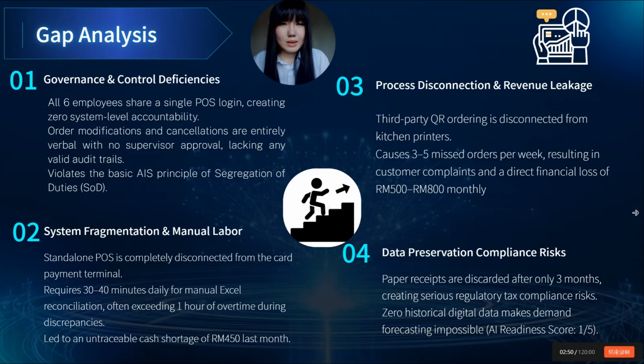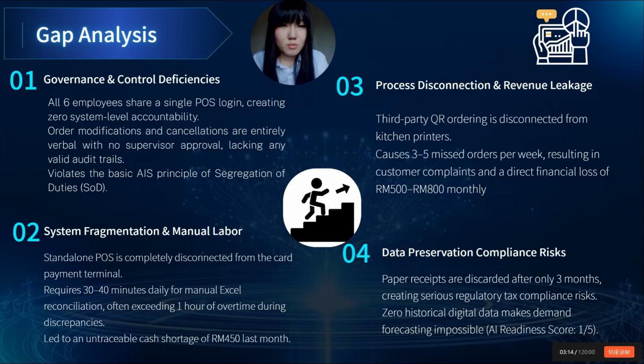Now I'll go through the gap analysis and proposed improvements for Sean's restaurant. First, let's look at the Section 4 gap analysis. We found 4 major problems in the current system. Number 1 is governance gap. All 6 employees share a single POS login, so there is zero accountability. Order changes are completely verbal with no supervisor approval and no audit checks.